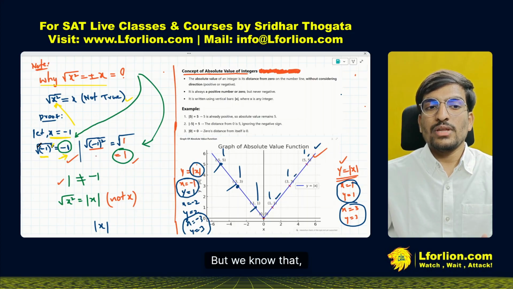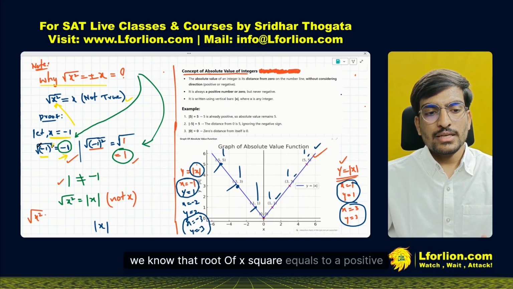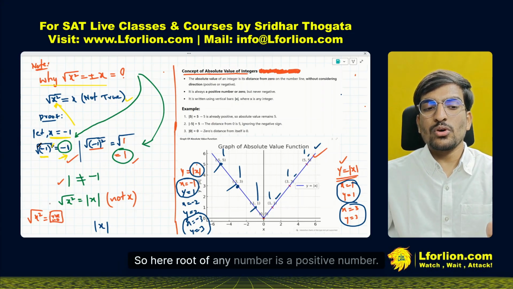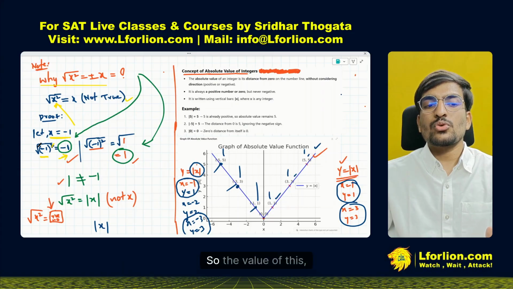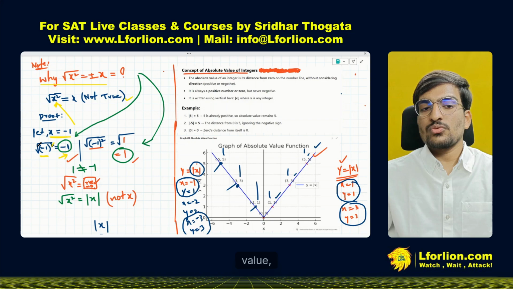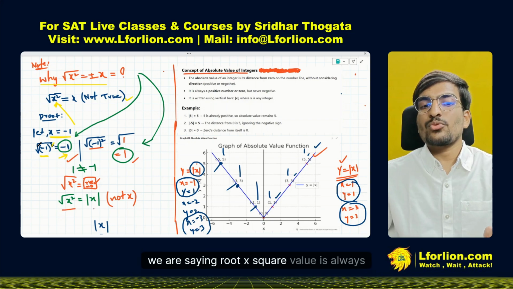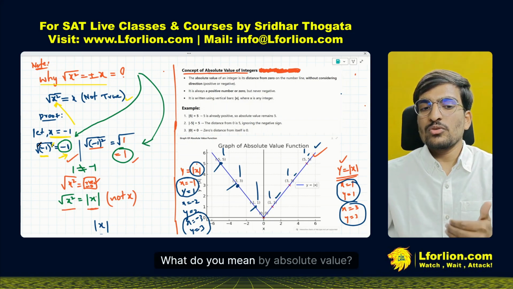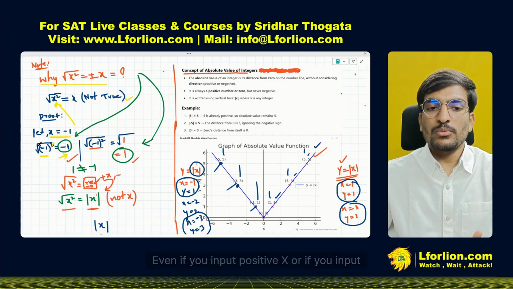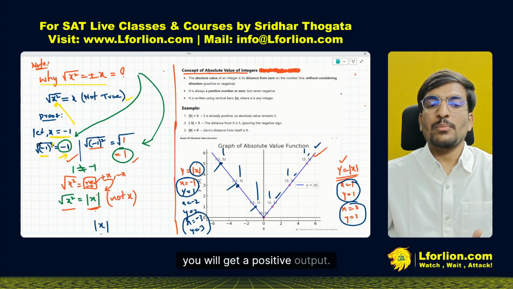But we know that root of x square equals a positive number. But we are getting negative 1 and positive 1. So the root of any number is a positive number. So instead of going with positive and negative values, we are saying the root x square value is always the absolute value. What do you mean by absolute value? Even if you input positive x or negative x into it, you will get a positive output.